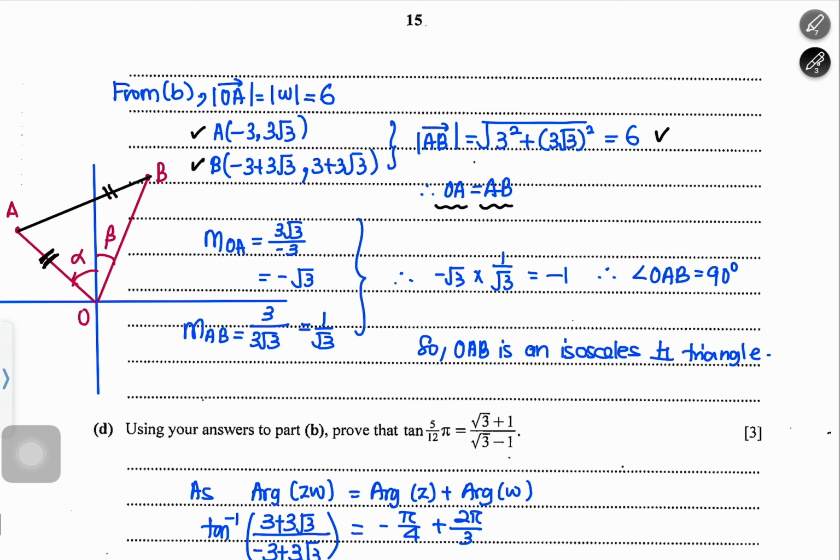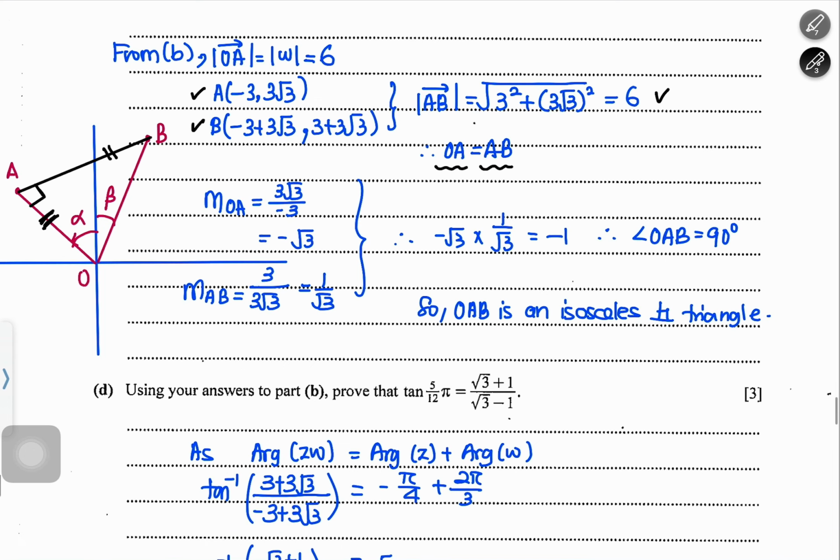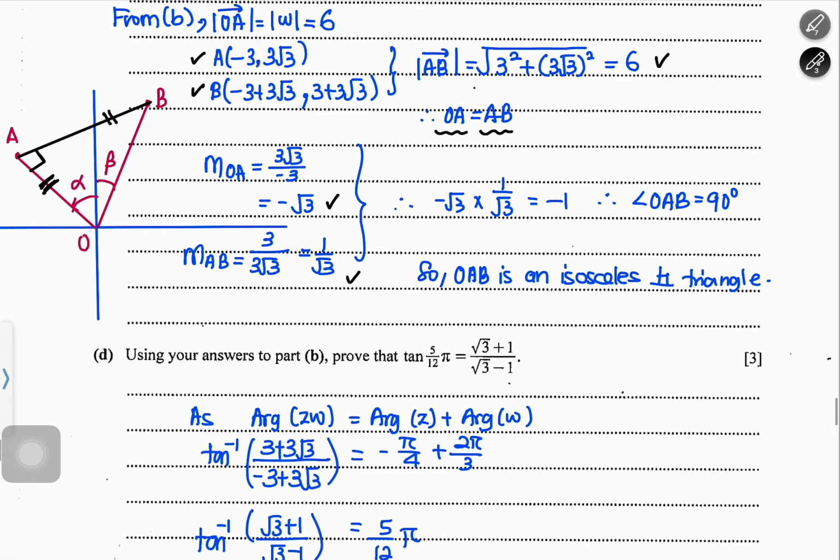Next, I need to show that it is a right angle triangle. How do I show it's a right angle triangle? I'm using the approach of gradient. I'm finding the gradient of OA, which is -3. You can just do rise over run. Then for gradient of AB, I'm getting 1/3. Then the multiple of the gradients is going to give me -1. Therefore, since the sides are the same, OA is equal to AB, and the multiple of the gradients is -1, I can show that it is an isosceles right angle triangle.